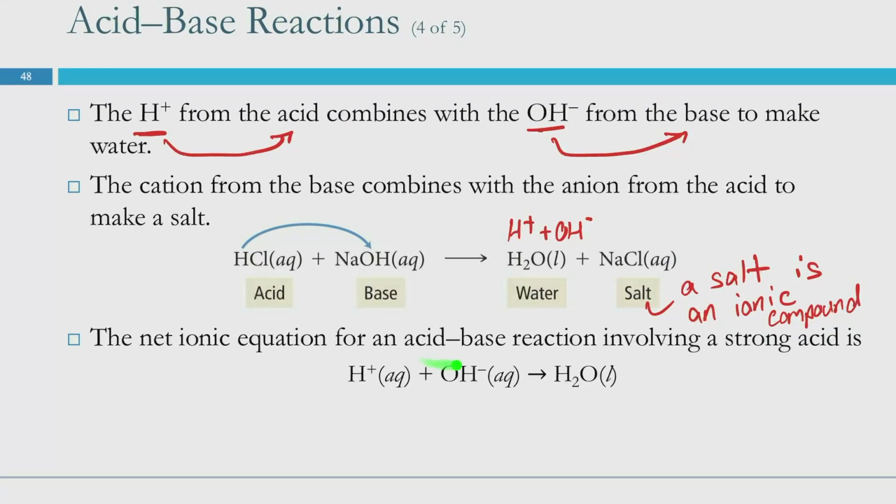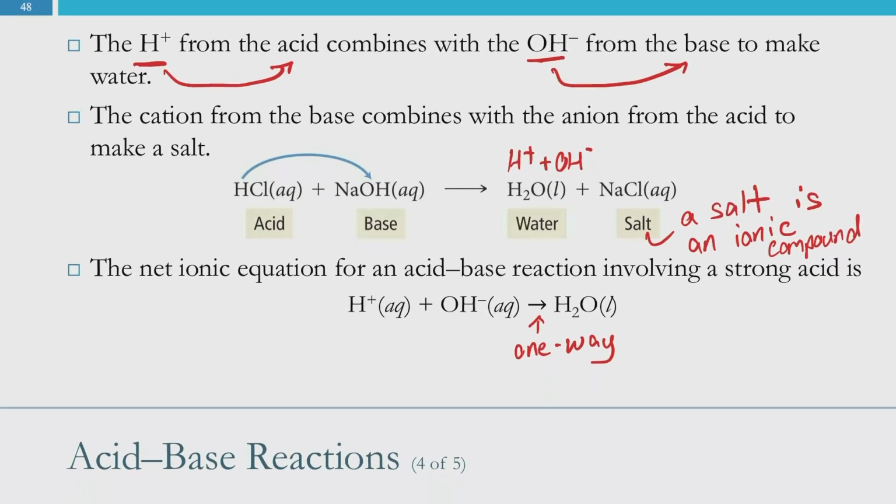So our net ionic equation for an acid-base reaction involving a strong acid. Who remembers what the strong part means? We could also use it in the context of electrolytes. Strong electrolyte. Anyone remember? So strong acids completely separate, strong electrolytes also completely separate. And they would have a one-way arrow indicating that the reaction only proceeds in the forward direction. It does not proceed in the reverse direction.